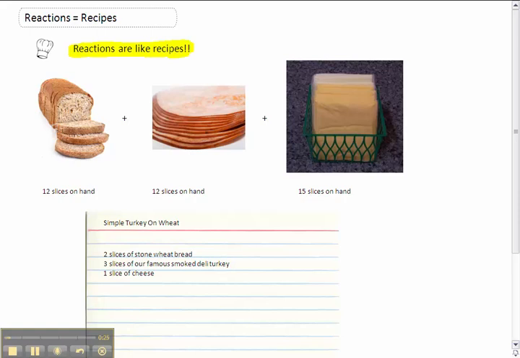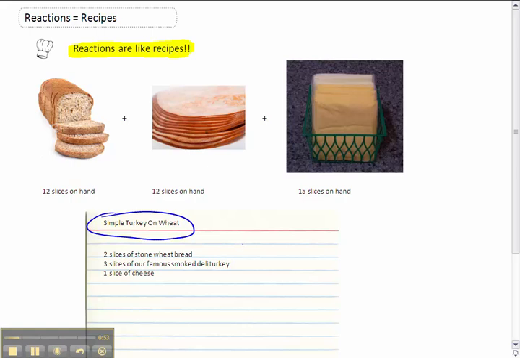So let's go ahead and look at a very simple reaction, or a simple recipe, and see how it acts like a reaction. And then the kind of computation that we'll want to do will be very easy to see with this example. So here we go. Let's imagine we have a really neat, simple turkey on wheat sandwich that we sell at a deli or we give to our family. Whatever we do, we make this particular one, and we've got, of course, an index card with the recipe on it.